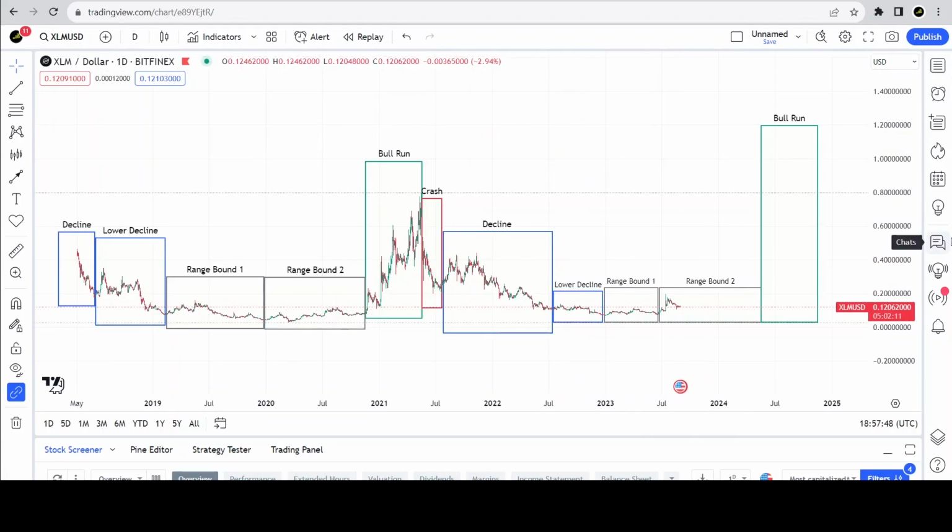That is the macro chart structure of XLM. So we are currently in the range-bound time. We are in the second fractal. We are getting close to the bull run. We just need to have patience, but now you know where we are at and what is coming down the pike.